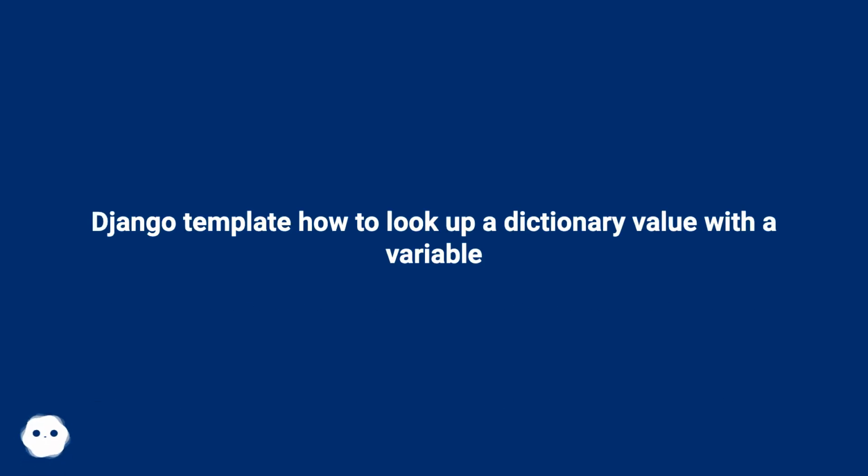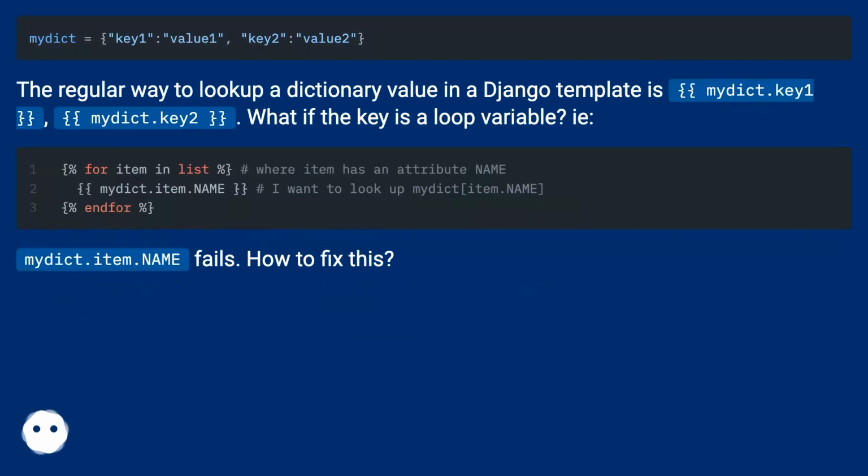Django template: how to look up a dictionary value with a variable. The regular way to look up a dictionary value in a Django template is medic.key1, medic.key2. What if the key is a loop variable, i.e. medic.item.name fails? How to fix this?